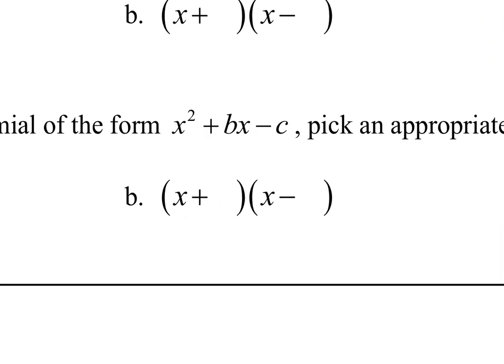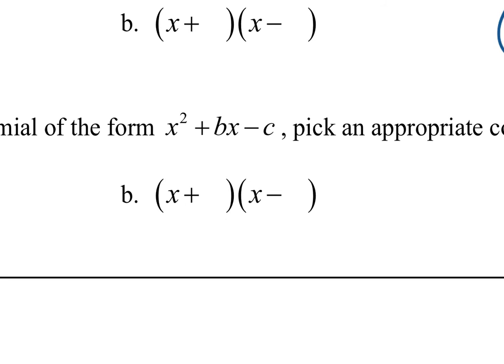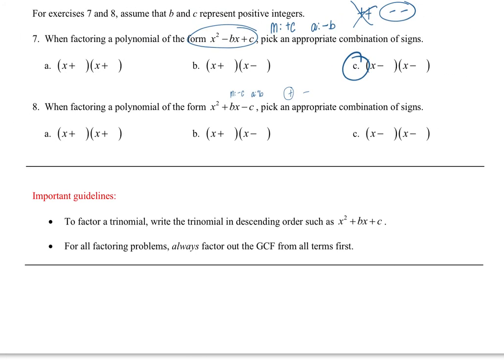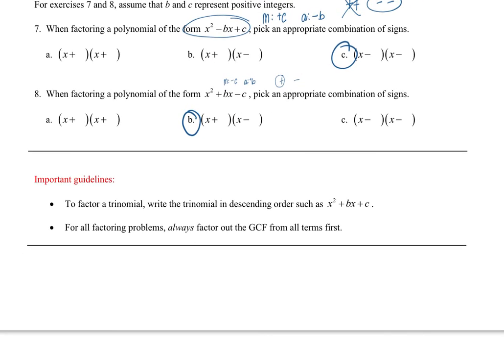Okay, and then on 8, you're multiplying to get negative C. You're adding to get B. If you're multiplying to get a negative, your signs are different. But you're adding these two different signs to get a positive B, so that must mean your larger number is positive, your smaller is negative. Option B would be the best option there.